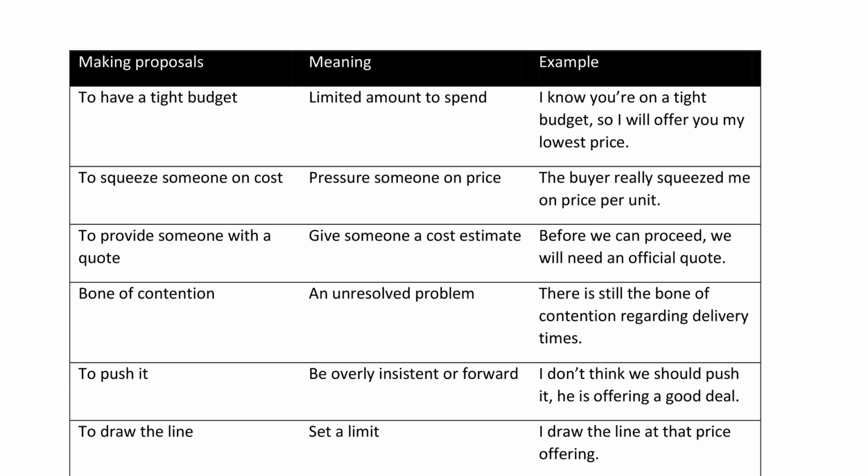All right, to push it, okay? To be overly insistent or forward. So if we push it too much, maybe the negotiation will fail because we're being too pushy, okay? So to push it is to be overly insistent or forward. If someone is being pushy, then maybe we can draw the line. Okay, so to draw the line is to set a limit and not pass that line. Okay, so if you say, I'm going to draw the line at that, meaning I will not go any further.